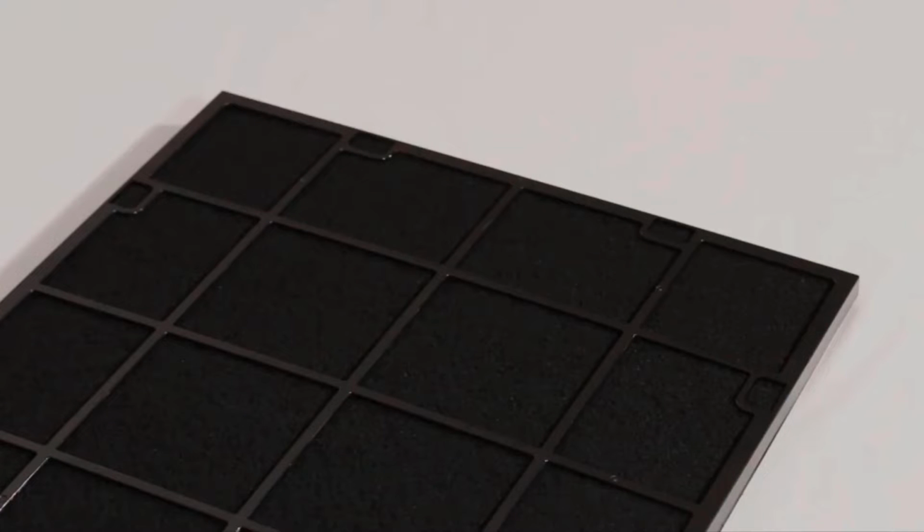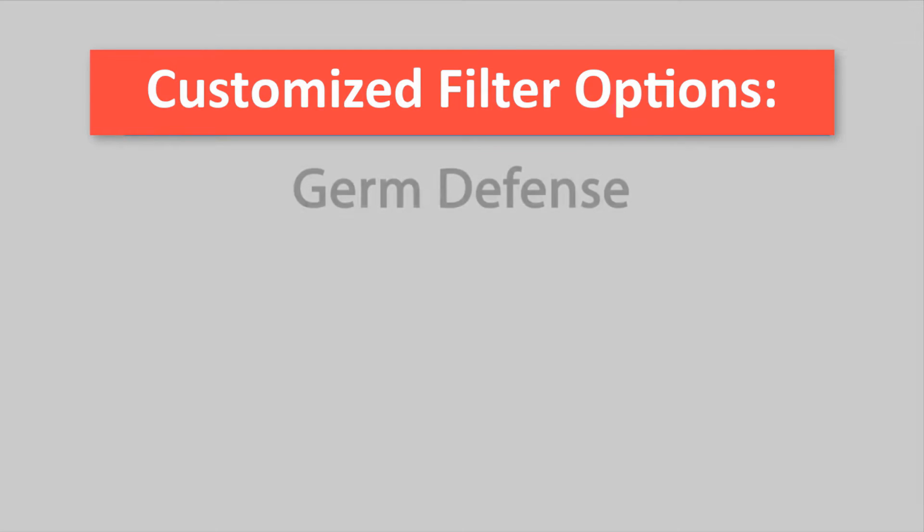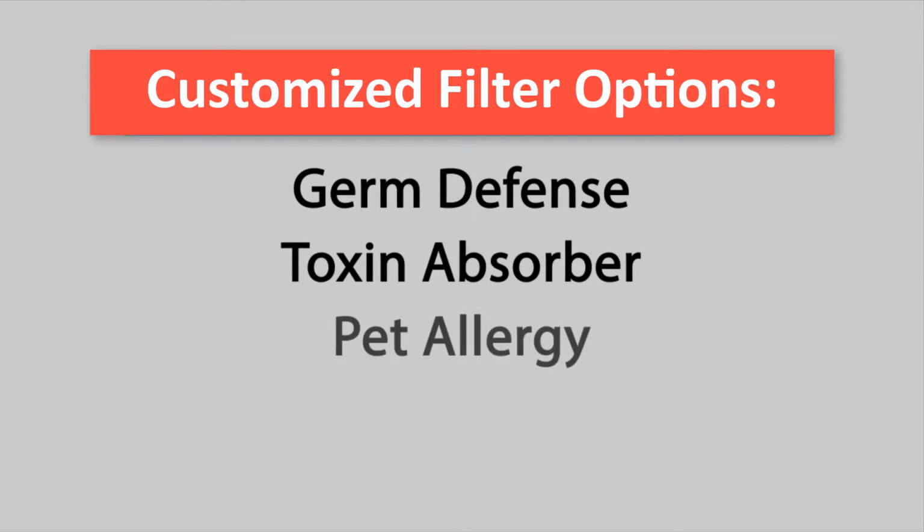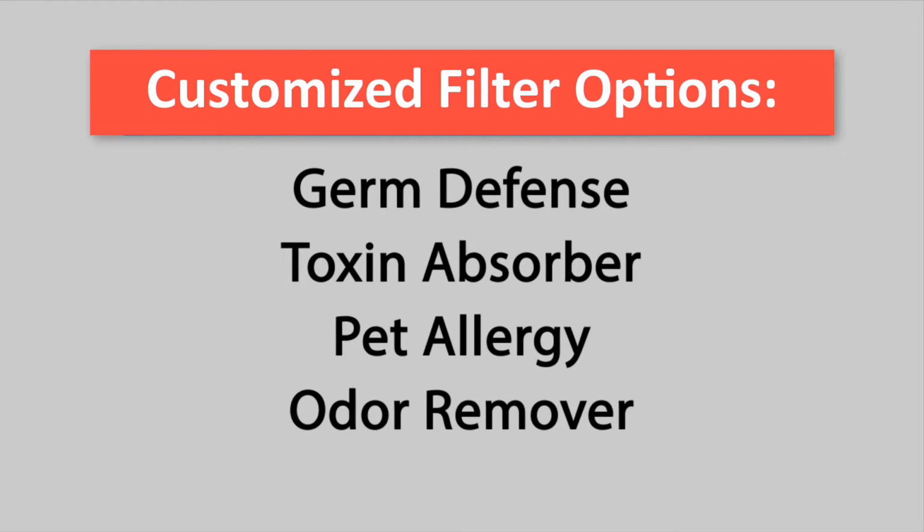Stage 4 is your customized filter, and this is what sets this air purifier apart from any other one on the market. You see, you can customize this product to suit your specific needs. You can choose from 4 different types: germ defense, toxin absorber, pet allergy, and odor remover.